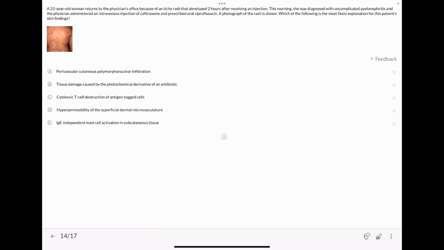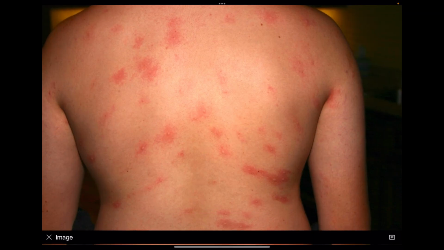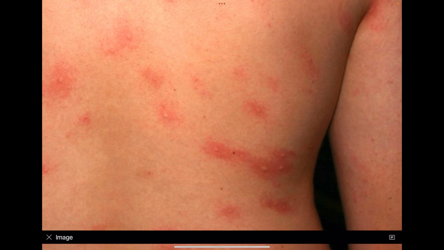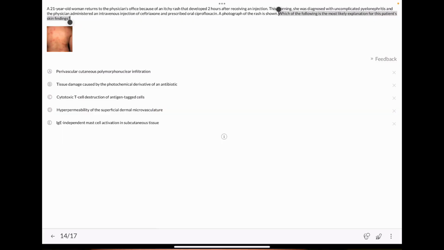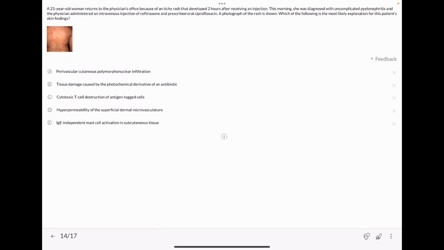Usually when there's a question with pictures, I like to see the image first. So here a photograph of the rash is shown. Which of the following is the most likely explanation for this patient's skin findings? And here, as you can see, this is a typical wheal or urticaria all over her body. So it looks to me like this is a type 1 hypersensitivity reaction.